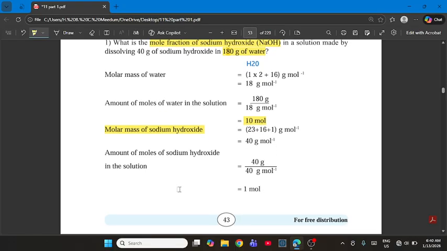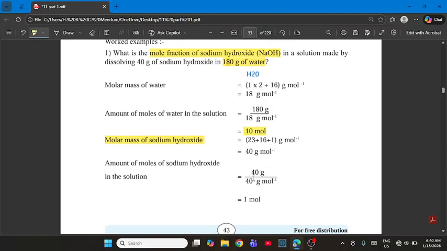So amount of moles of sodium hydroxide in the solution is 40 gram over 40 gram per mole.